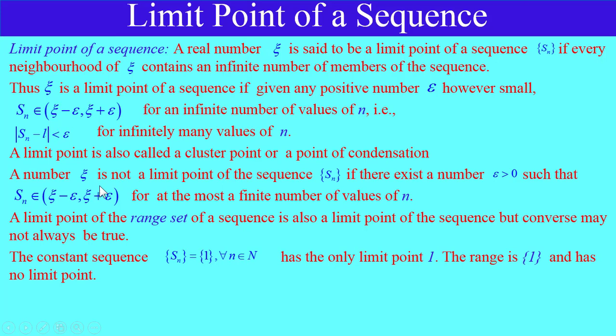A number xi is not a limit point of the sequence Sn if there exists a positive number epsilon such that Sn belongs to (xi minus epsilon, xi plus epsilon) for at most a finite number of values of n. A limit point of the range set of a sequence is also a limit point of the sequence, but the converse may not always be true.